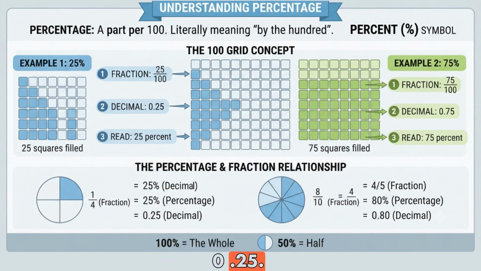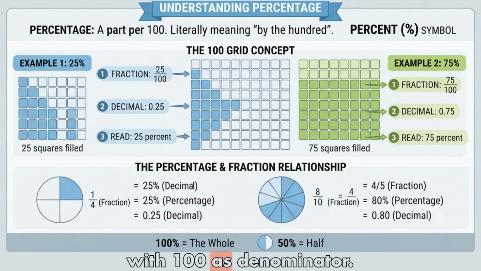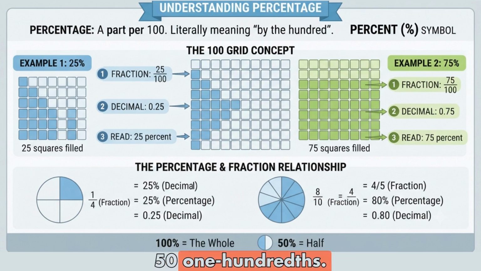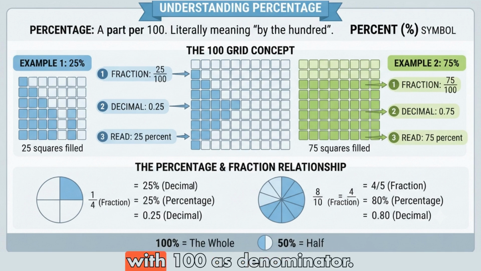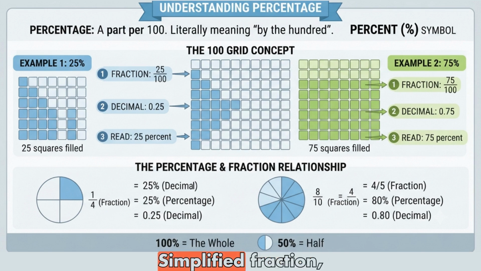Decimal: 0.25. Second example. Percentage, 50%. Fraction, with 100 as denominator: 50/100. Simplified fraction: 1/2. Decimal: 0.5. Third example. Percentage, 75%. Fraction, with 100 as denominator: 75/100. Simplified fraction: 3/4.